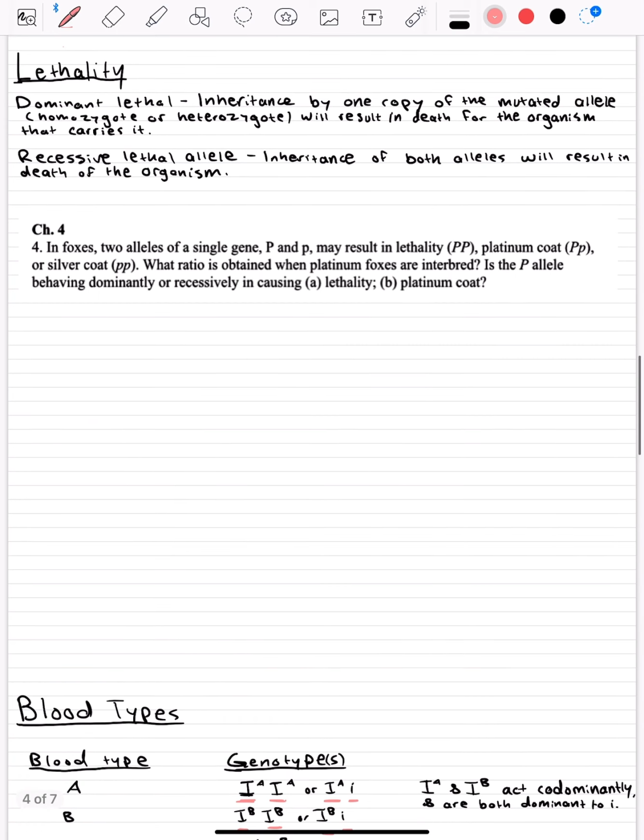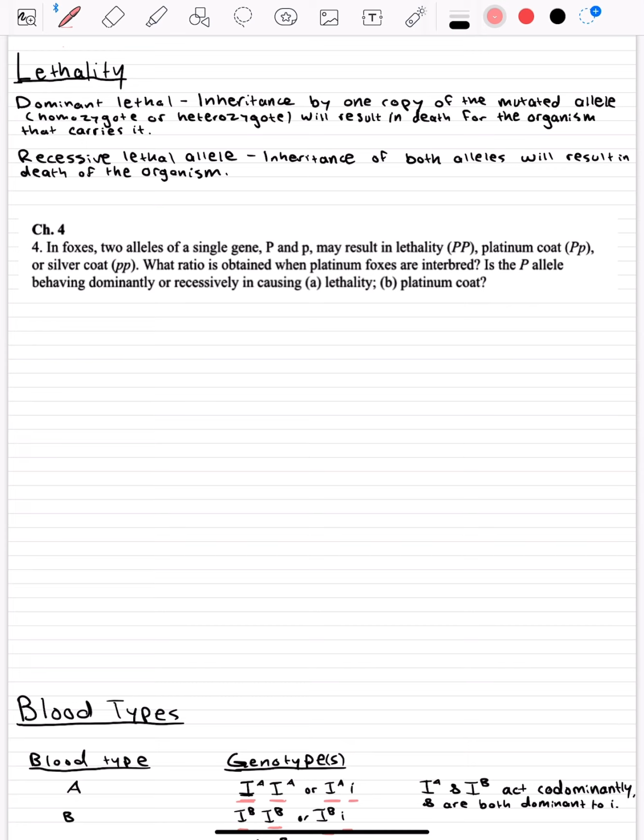Alright, so here we have an example. In foxes, two alleles of a single gene, big P and little p, may result in lethality: big P, platinum coat, or little p, silver coat. A: What ratio is obtained when platinum foxes are interbred? B: Is the big P allele behaving dominantly or recessively and causing lethality?